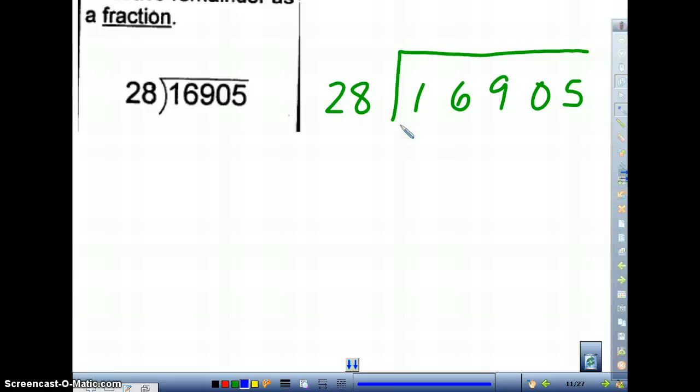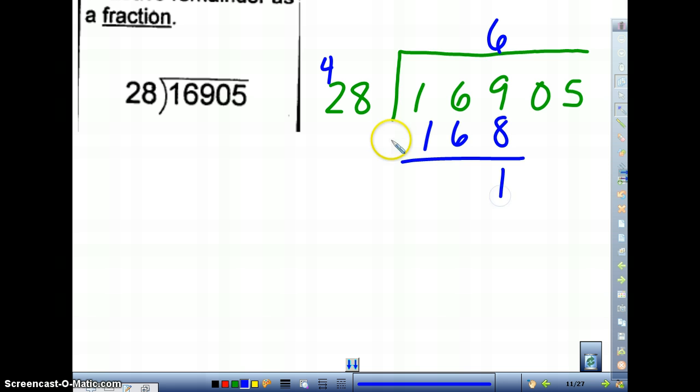Okay, so you're going to have to figure out, well, 28 doesn't divide into 16. So I need to figure out how many times 169 is divisible by 28. And you're going to work that off to the side, and you're going to find out it goes in there about 6 times. So I'm going to write a 6 here. 6 times 8 is 48. 6 times 2 is 12, and 12 plus 4 more is 16. Subtract, you get a 1.